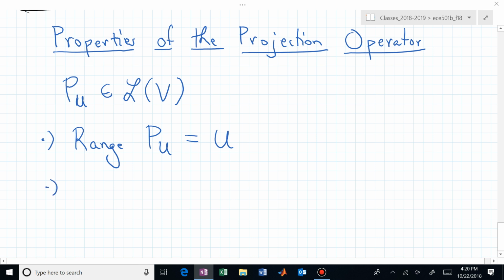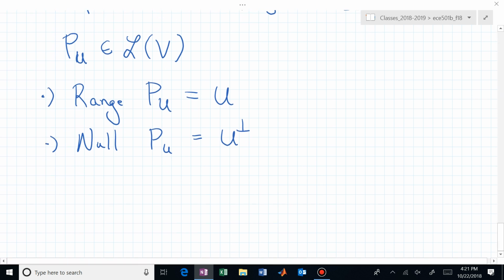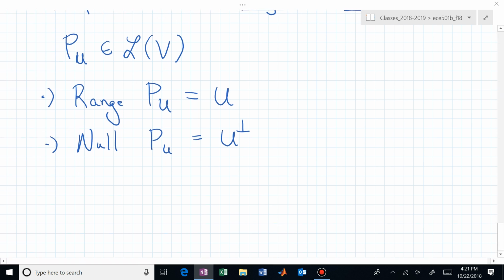Another property, if we're dealing with range, we might as well look at the null space. The null space of that projection operator is orthogonal to the range, or it's equal to U perp. So you give me a vector in U perp, you project that down onto U, the only place you're going to go is the 0 vector. Since you're starting with a vector that's orthogonal to U, projecting it to U will get you nowhere. It'll get you to the 0 vector.